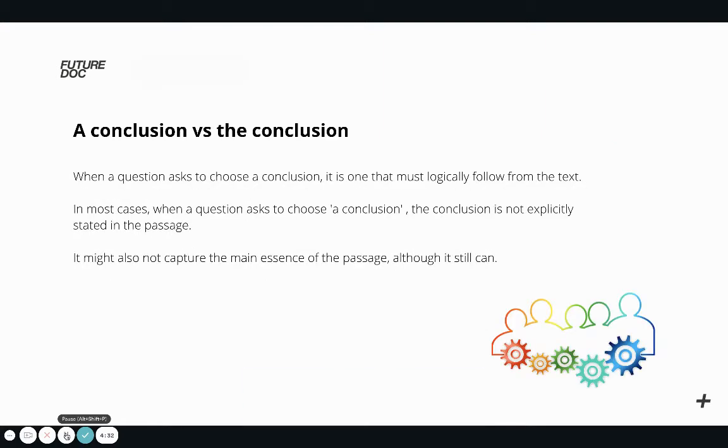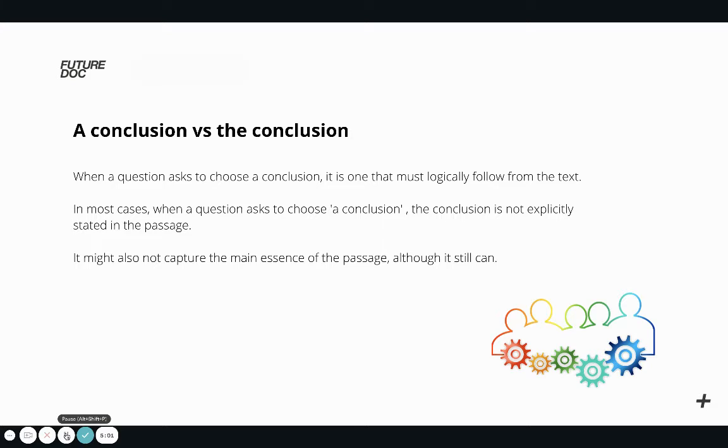Wording can be quite specific in the BMAT, so make sure to pay close attention to the wording of the questions and keep this slide in mind. When a question asks to choose a conclusion, it is one that must logically follow from the text. In most cases, when a question asks to choose a conclusion, the conclusion is not explicitly stated in the passage. It might also not capture the main essence of the passage, although it still can.